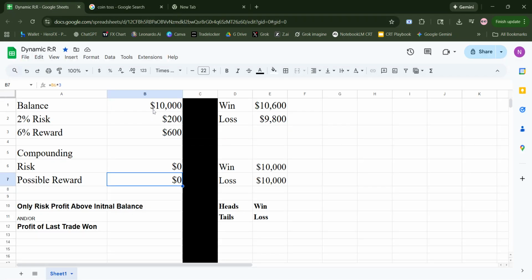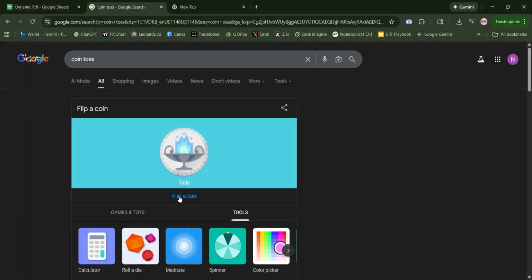We started with a loss. So what happens when you lose right out the gate? We're down to 9,800. You just risk 2% again. It's 196. And our balance is right here, win or lose. So let's go again. But no one trade should take you out of the game. And look at that. We won.